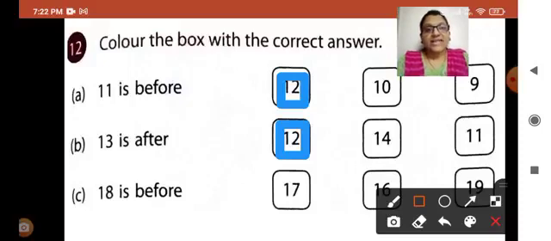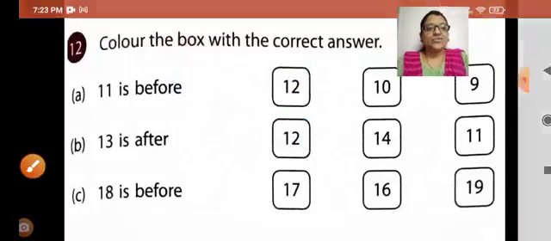Next, 18 is before numbers 17, 16 or 19. Yes, it is before number 19. Hence we will color number 19. Understood this, children? Yes, you will solve the remaining sums as homework. Let us move to the next question.